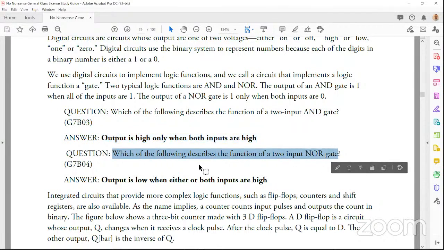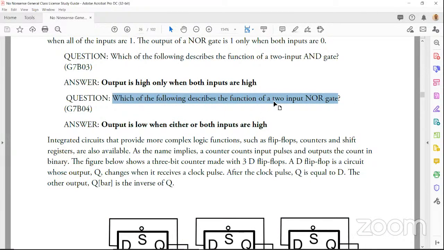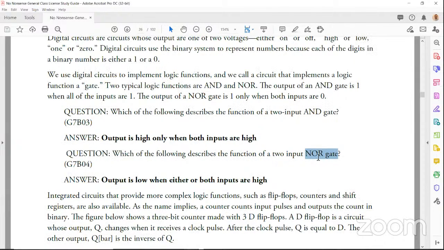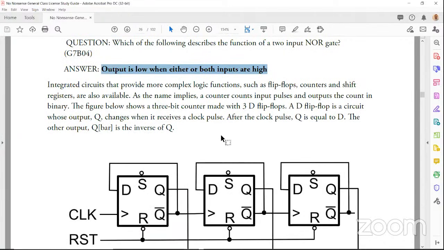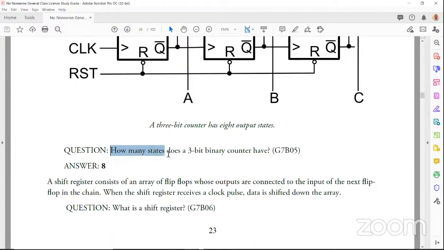Next question, similarly. Which of the following describes the function of a 2-input NOR gate? So what are they asking us about? The function, meaning how it works. We have inputs and outputs for the logic gates. And it's a 2-input, what kind of gate? NOR gate. All right, and we learned that that type of gate, the NOR gate, is low when either or both are high. So that is the answer to this question. If you need a review or refresh, just have a look at the slide deck or the video from the last class.